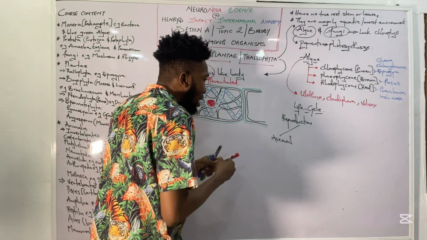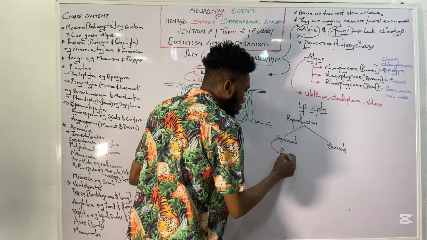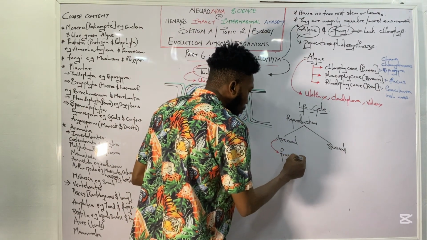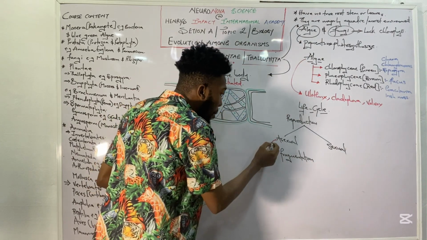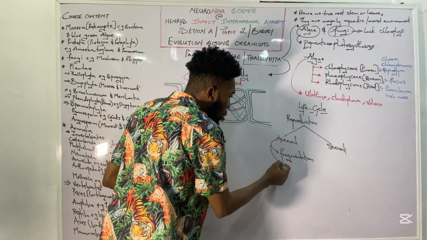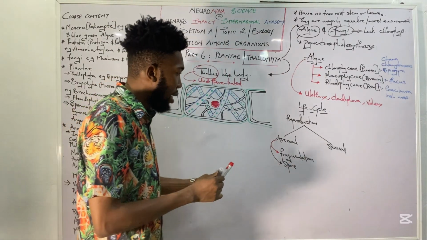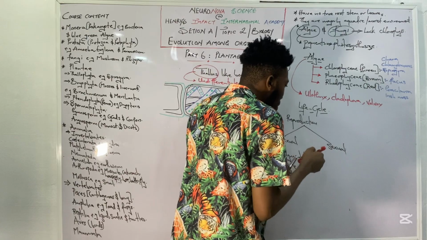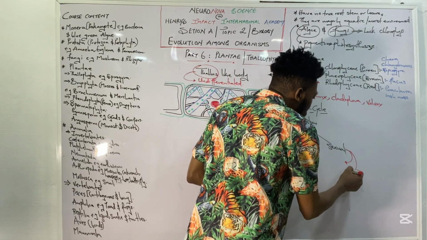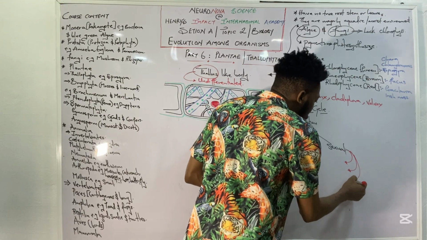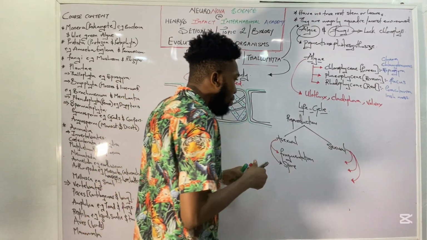So for the asexual, we're talking about fragmentation, and then you also have spore formation. So they utilize spores. You get that now? Then in sexual reproduction, we have three major means that they exhibit. Sexual simply means there is fusion of gametes, right? Okay, so good. We have three major means.